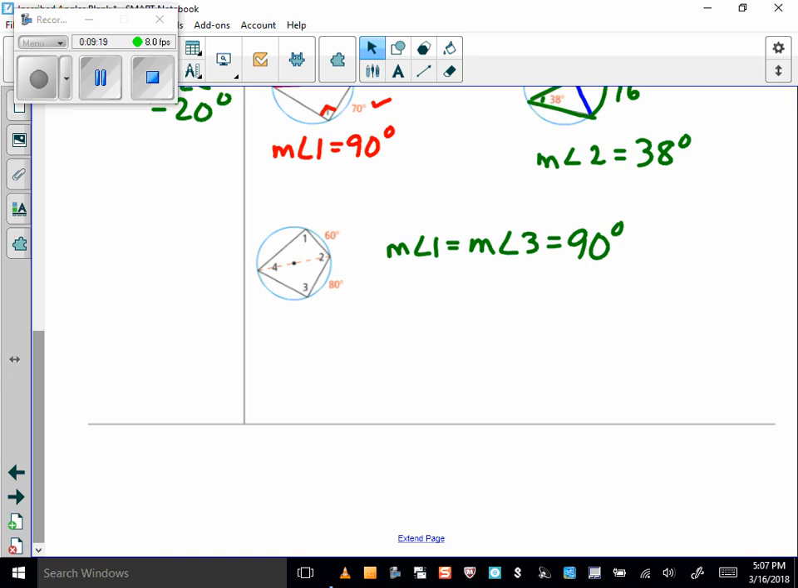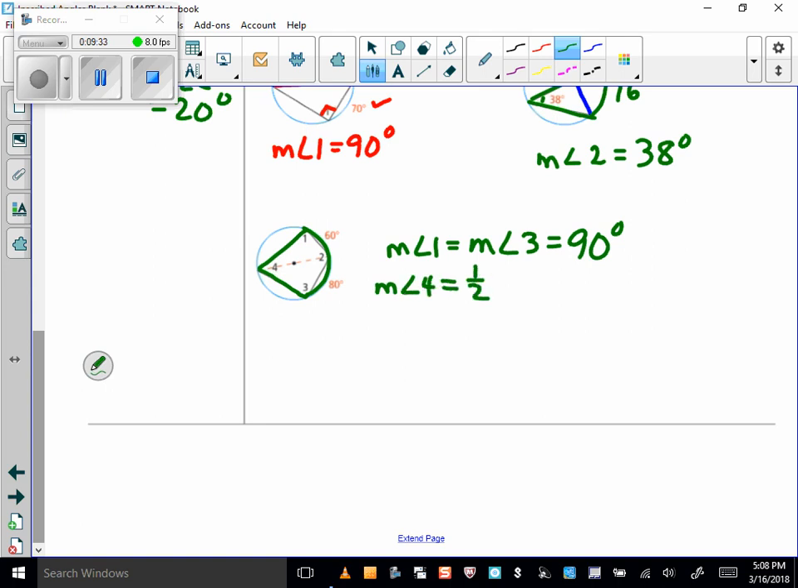Let's see what we have here. Let's look at 4. If I take this inscribed angle, number 4, here's the arc it intercepts, and the measure of that arc is 140. So that means the measure of angle 4 has to be half of 140, which is 70 degrees. And what do we know about angle 2? We know it's supplementary to angle 4. So that means the measure of angle 2 is going to be 180 minus 70, which is 110 degrees.